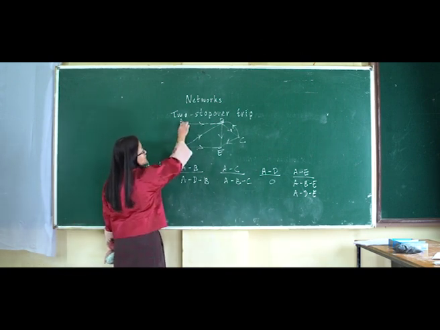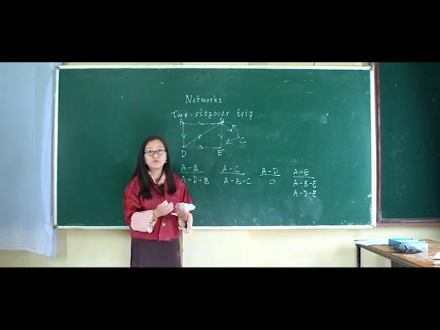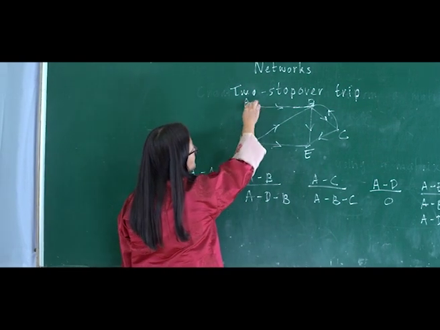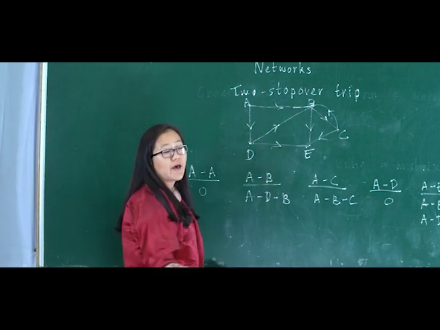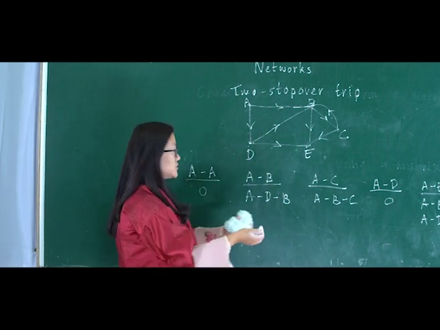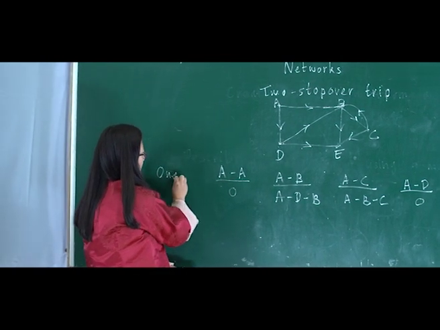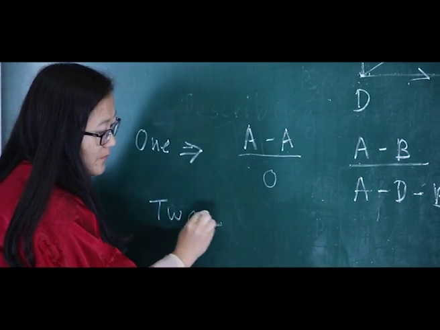Just have to check. You have to do this on a trial and error basis. There is no specific method to find this out. So what we have is you go from A to D, then to B, then to A, but we don't have a route from B to A. So again, this is for one stopover. And now I'm going to show you for two stopover.